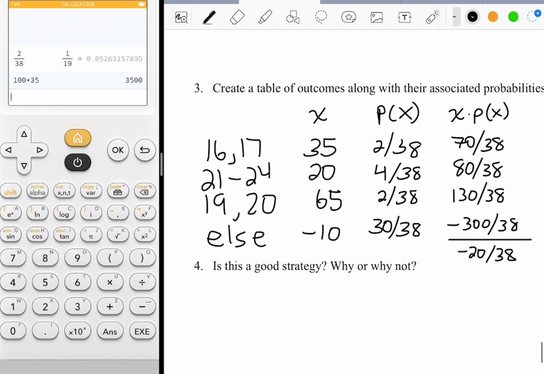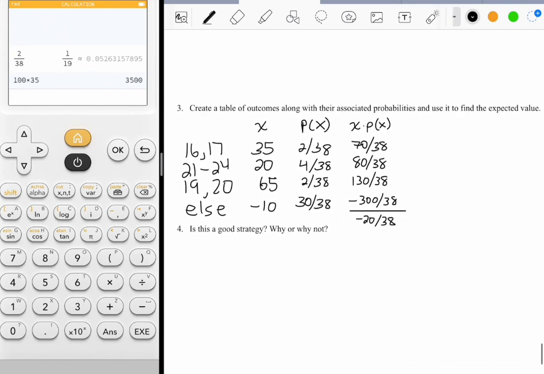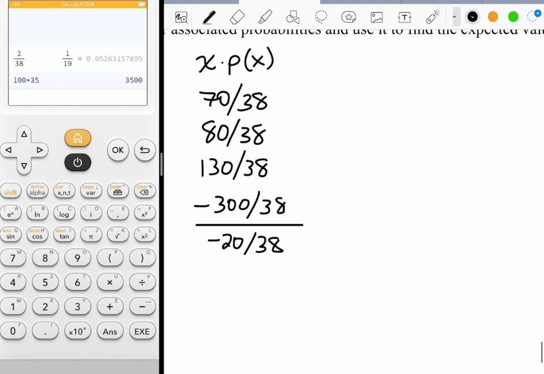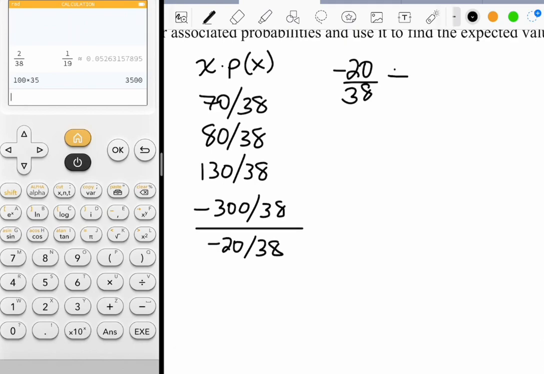All right. Now, you might say, well, we got negative 2 over 38 before. Why is it negative 20 over 38? We only wagered $1 before. Here we're wagering $10. So what I would do is take that negative 20 over 38 and divide it by the wager of $10. That's going to give me negative 2 over 38, which is about negative 5 cents.